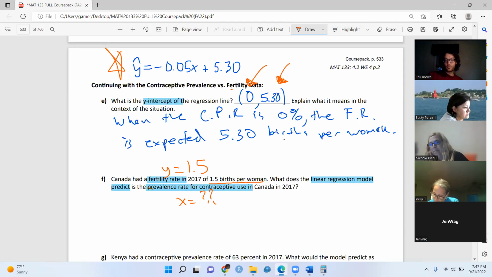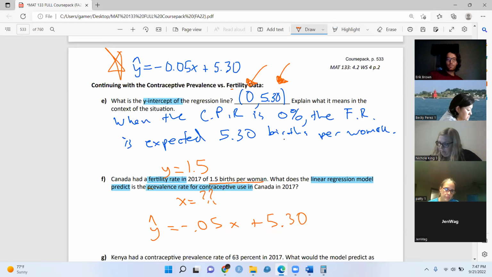So take the regression model, y hat equals negative 0.05x plus 5.3. Replace the letter we know, that happens to be the y value, with what we're told it's equal to, 1.5, and find x. How much do y'all love algebra?